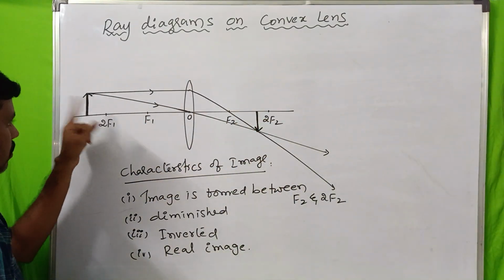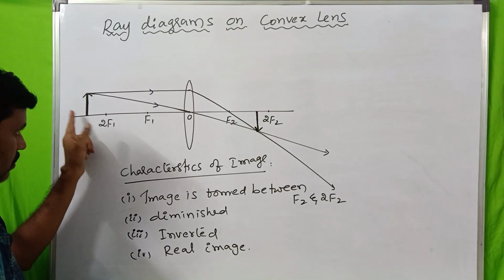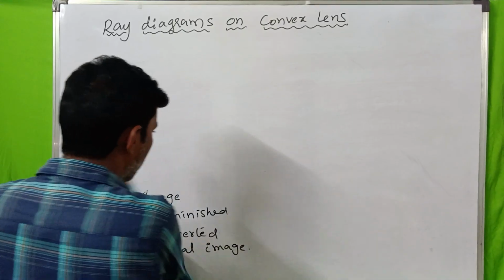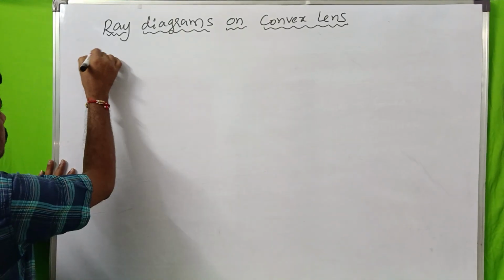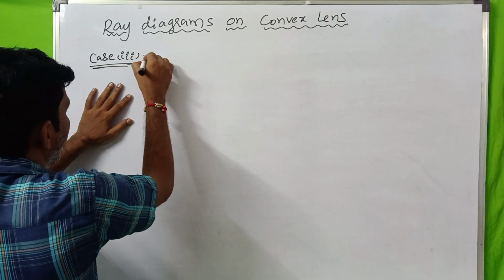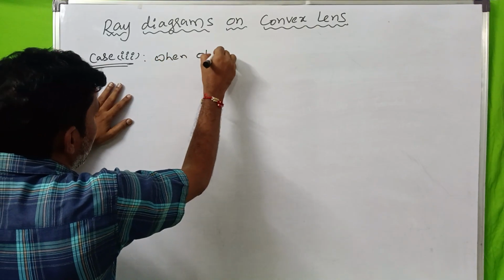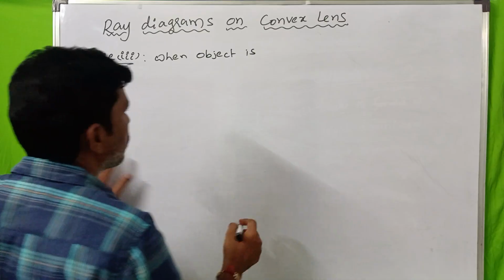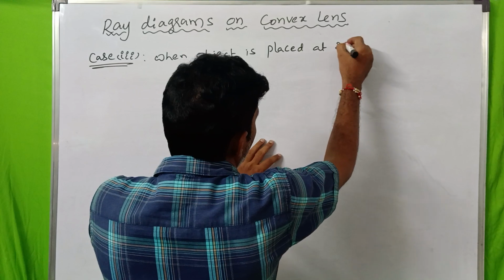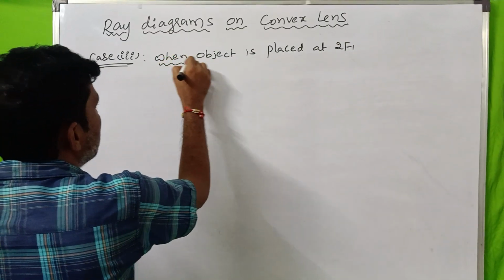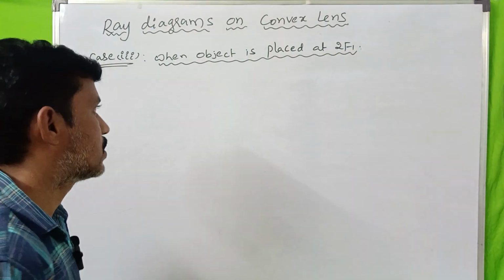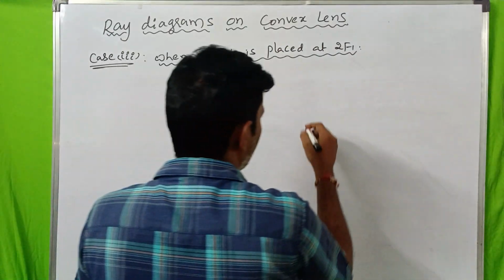Case 3: when the object is taken forward, that means the object is placed at 2F1. When the object is placed at 2F1, that means exactly at the center of curvature. So let us take this one.